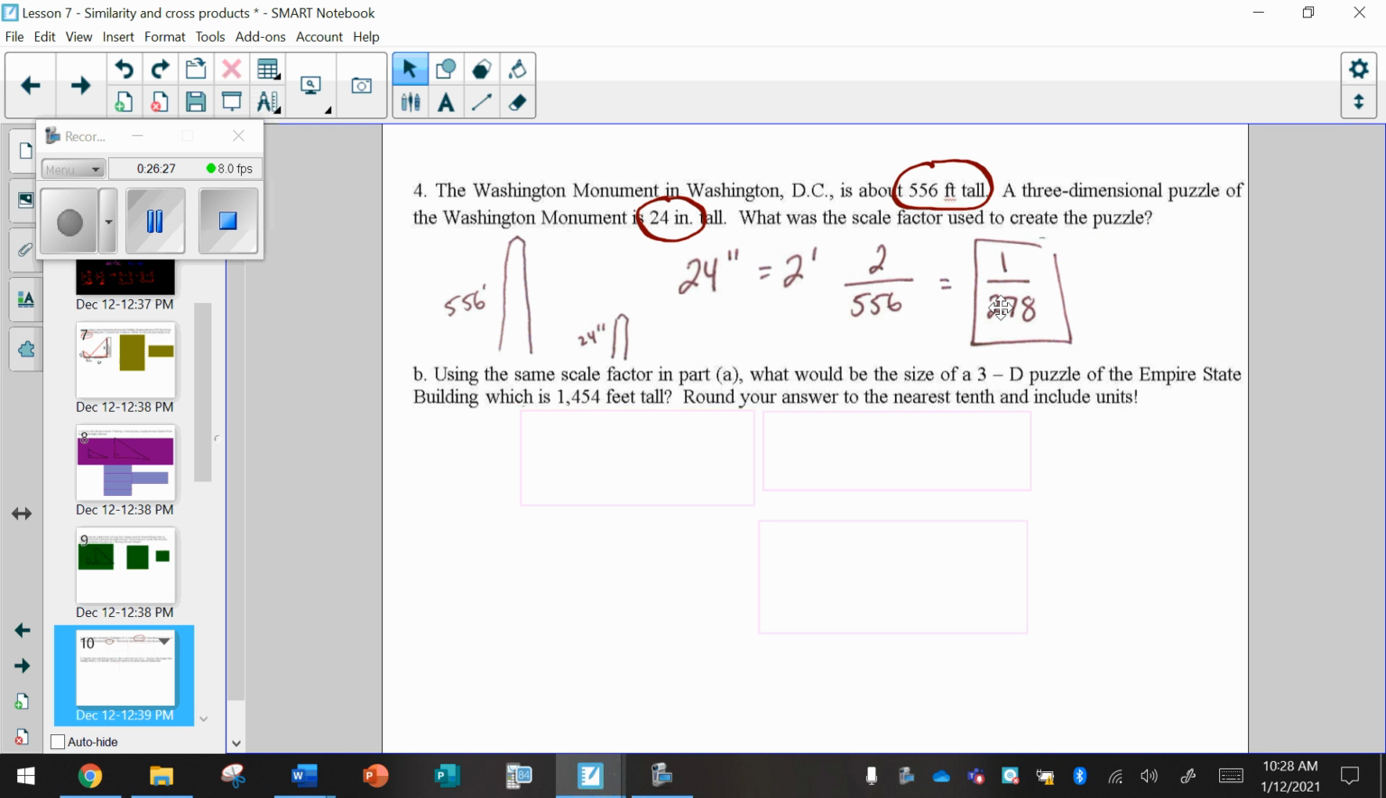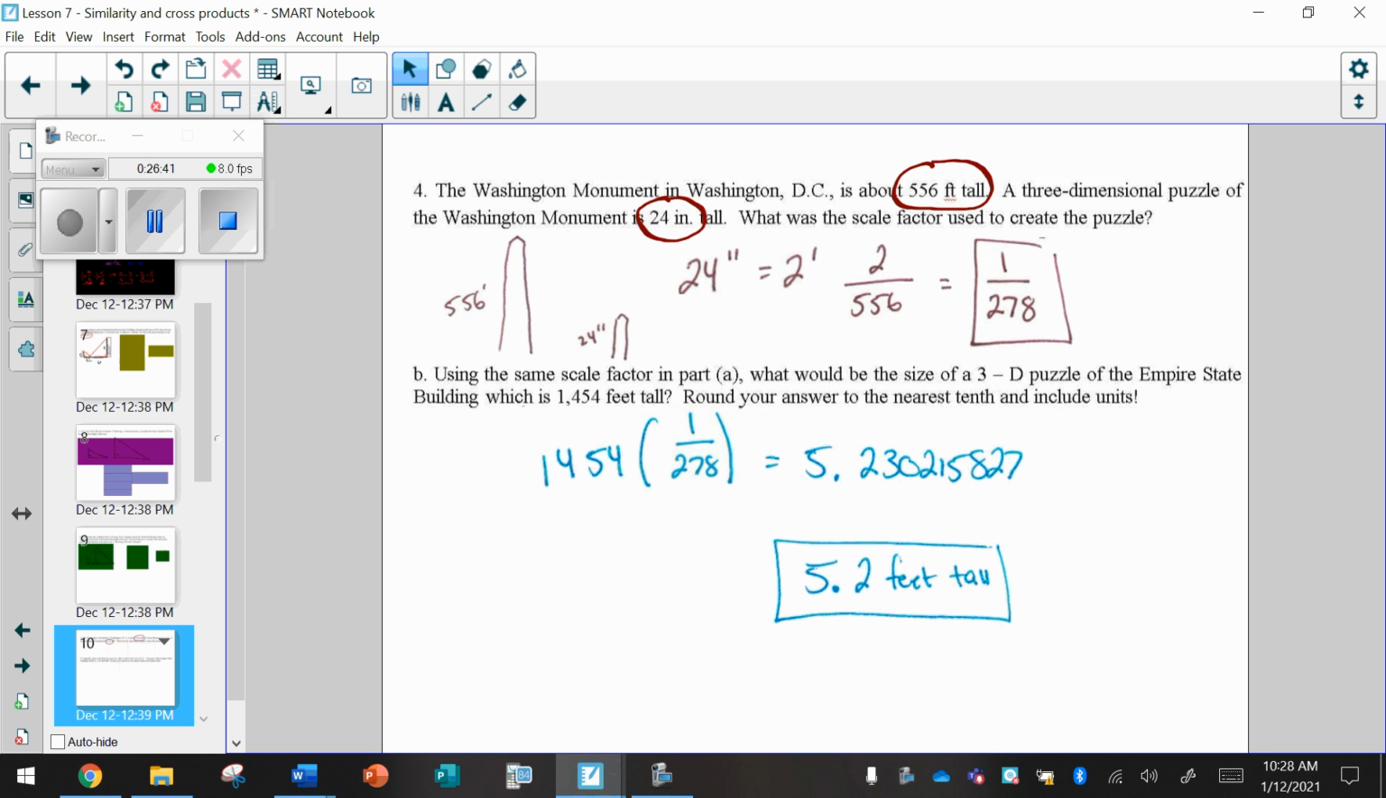Part B, using that same scale factor, what would be the size of a 3D puzzle of the Empire State Building, which is 1,454 feet tall? So what we're going to do is take the original height of the Empire State Building, multiply it times our scale factor that we found in Part A, and then round our answer to the nearest tenth. So if you got a 3D puzzle of the Empire State Building using the same scale factor, you would have a puzzle 5.2 feet tall. That'd be pretty cool.